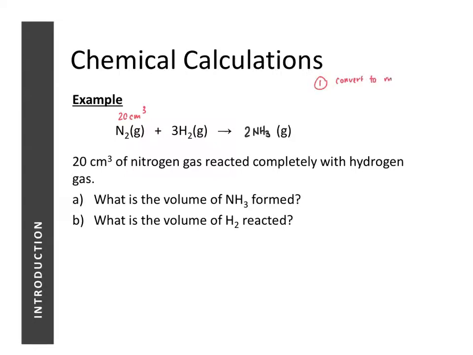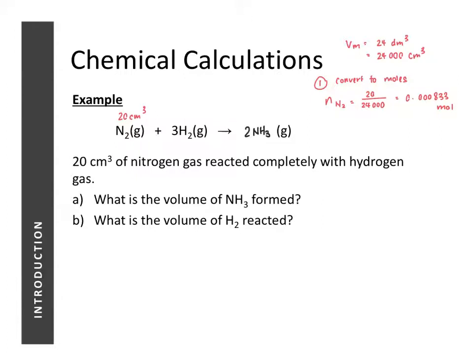Okay, what are we given? We are given the volume of nitrogen. So we can convert volume of nitrogen into number of moles of nitrogen, which is 20 divided by 24,000. Okay, this is volume divided by molar volume. If you can recall, the molar volume of any gas is 24 dm³, and to convert dm³ into cm³ is equivalent to 24,000 cm³. Okay, so that will allow us to find that the number of moles of nitrogen is this.